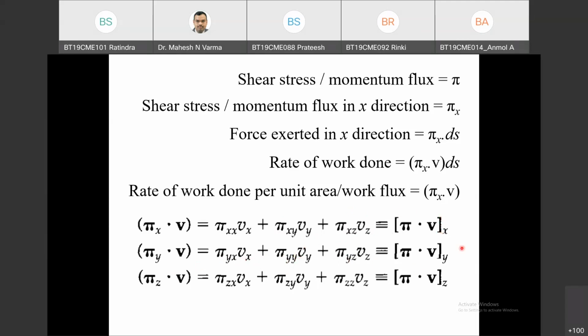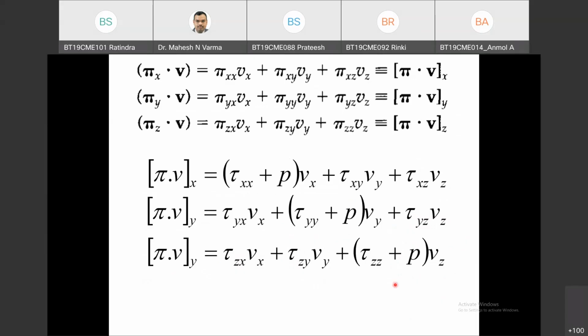So this will be the work associated with x momentum flux. This is work associated with y momentum flux. This is work associated with z momentum flux. So the total work associated with all momentum will be the work associated with x momentum, work associated with y momentum, work associated with z momentum. Moreover, this is the shear stress. Okay, this is the total stress.